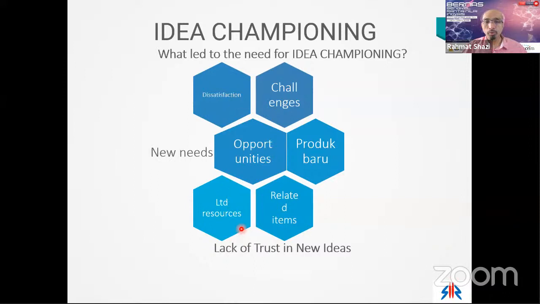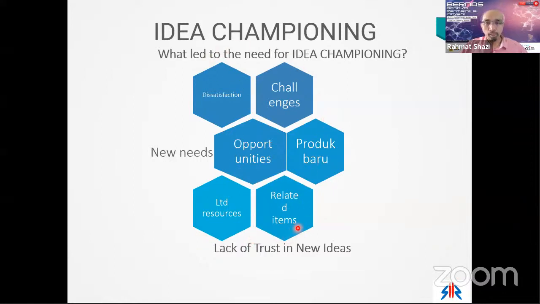we always have limited resources, ladies and gentlemen. Compared to the size of human beings, yes, there are millions of tons of oil, millions of tons of iron, aluminum, whatever, right? But they're still limited. They are still finite. We can't regenerate them easily. Yes? And they're, of course, related items with all these elements.